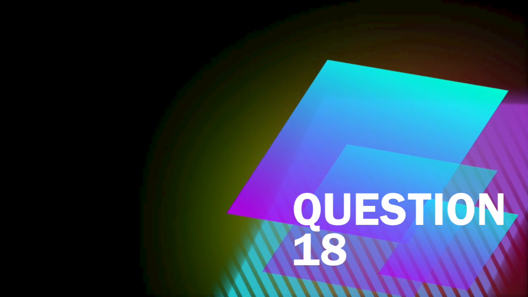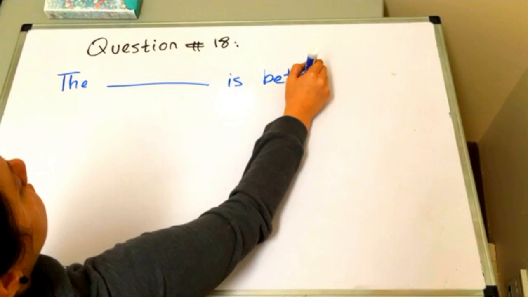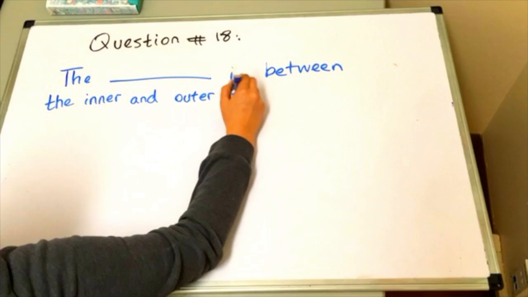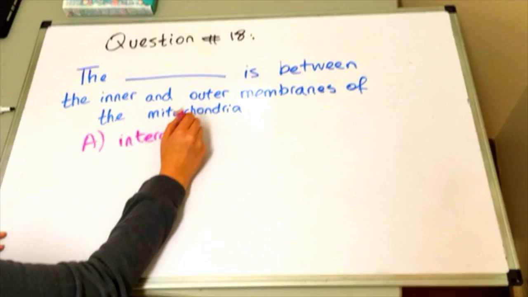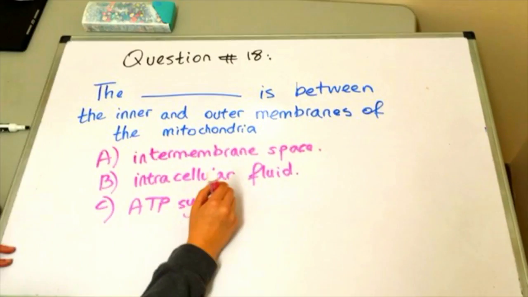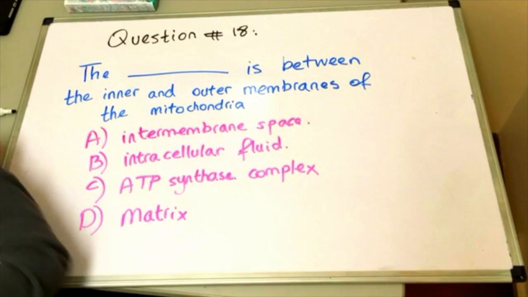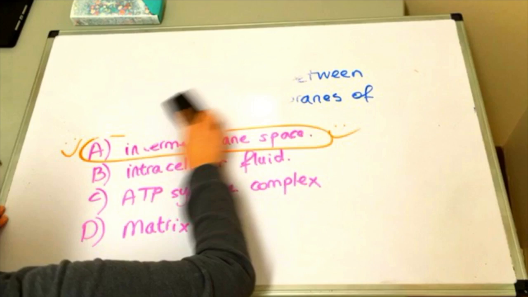Question 18. The blank is between the inner and outer membranes of the mitochondria. A, intermembrane space. B, intercellular fluid. C, ATP synthase complex. Or D, matrix. You guessed it, smarty pants, it's A, intermembrane space.